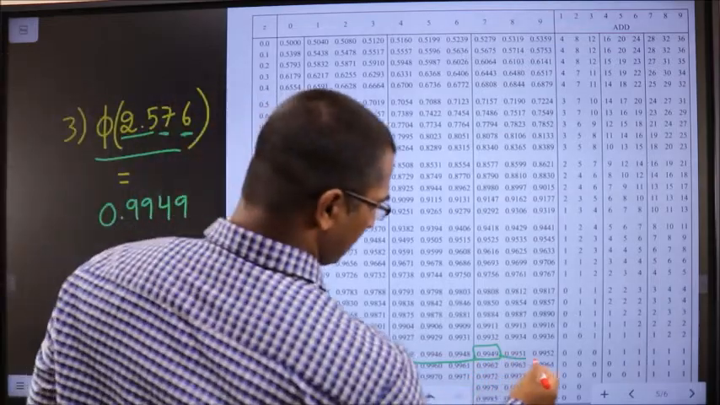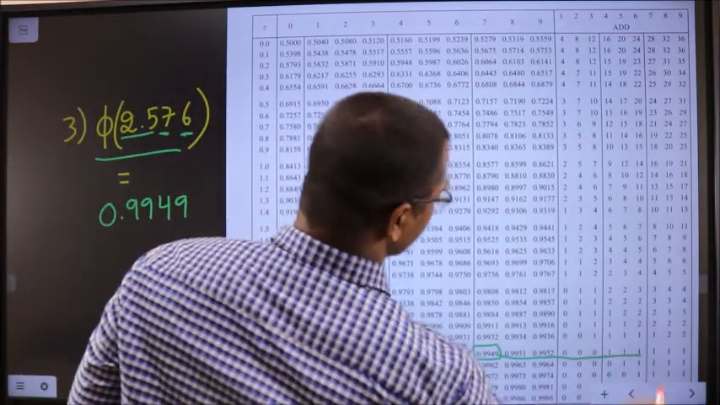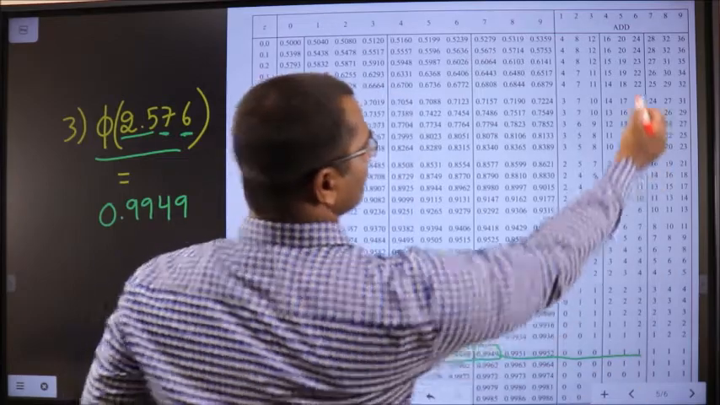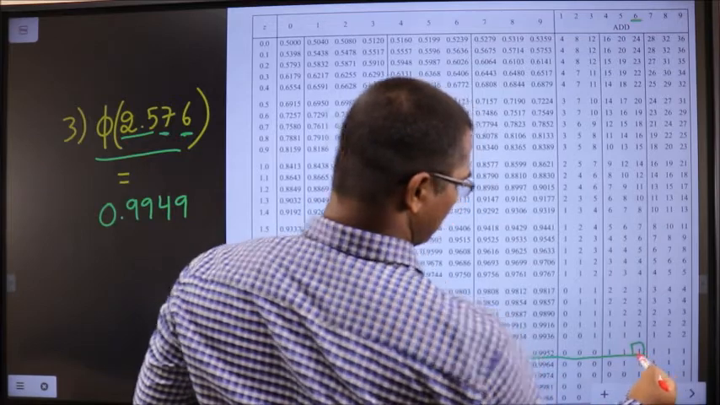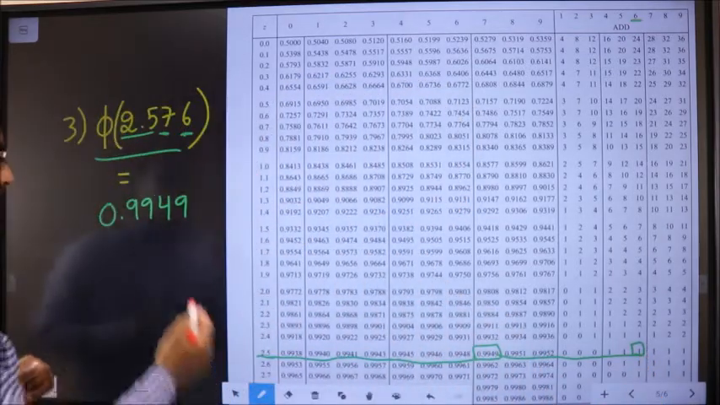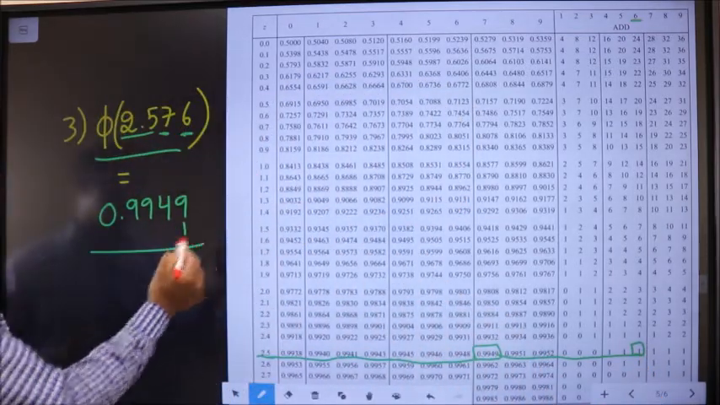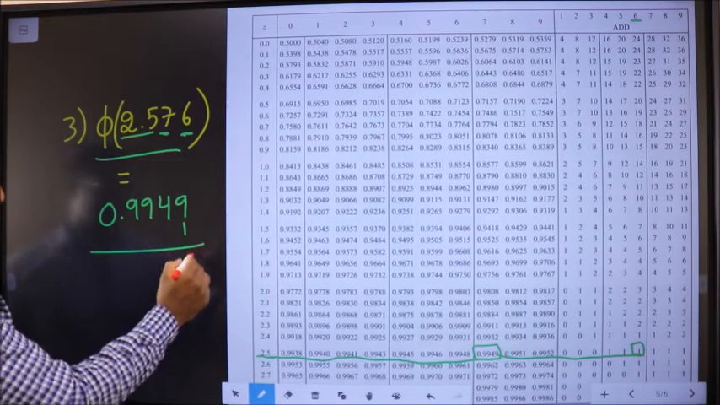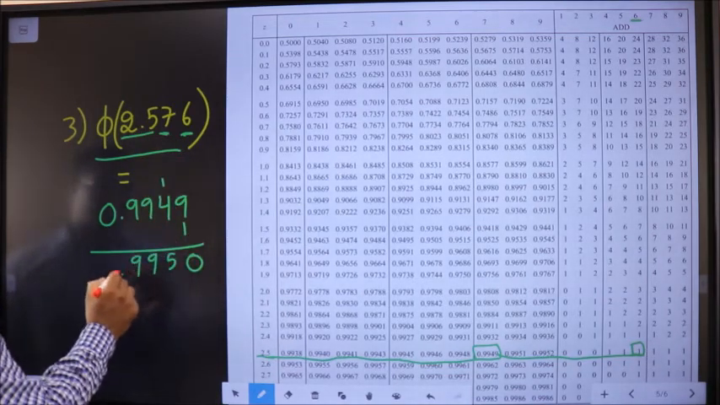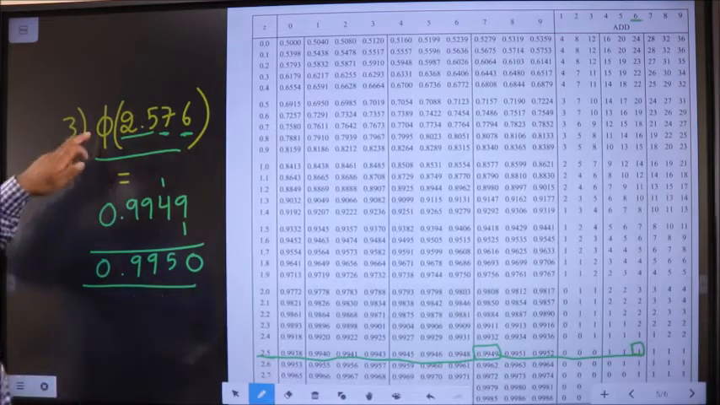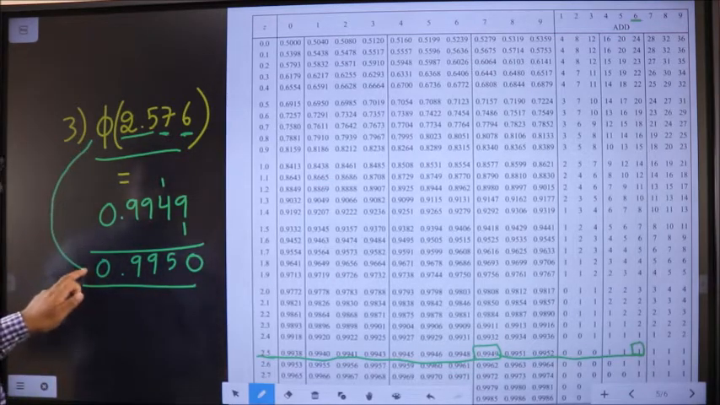So in the same row, look at the sixth position. What number do you have? You have 6 over here. So it is 1. Add 1 to this. So how much will it become? 9 plus 1, 10. So here it is 5, 9, 9 and this. So phi of 2.576 is this one.